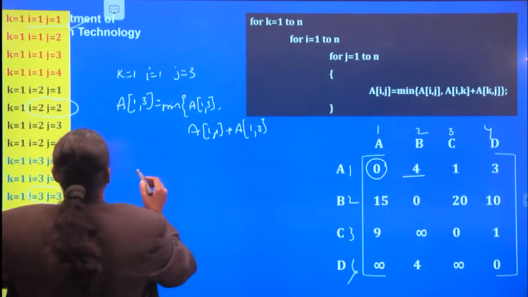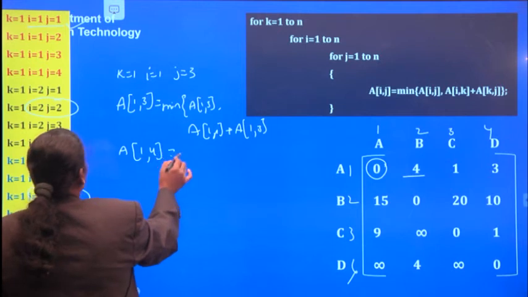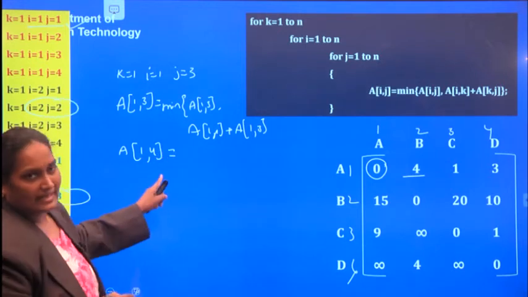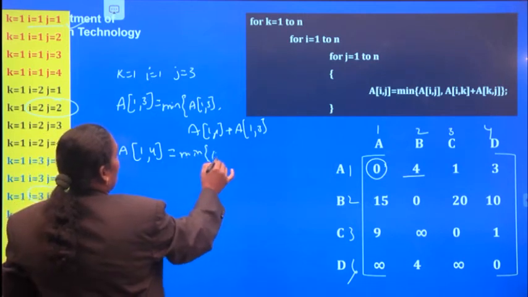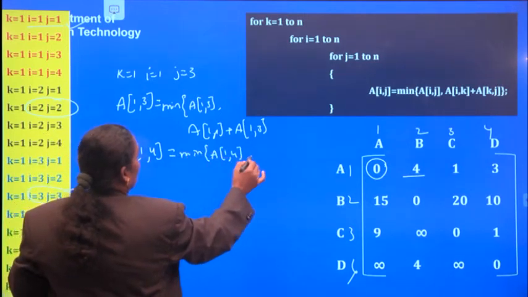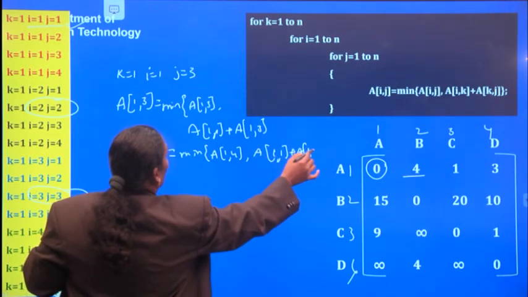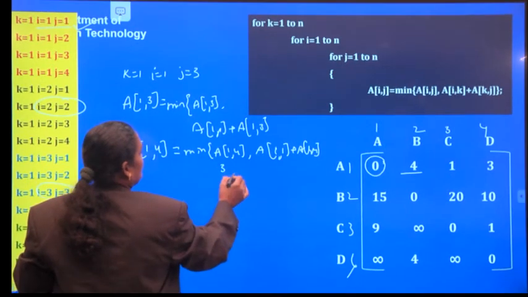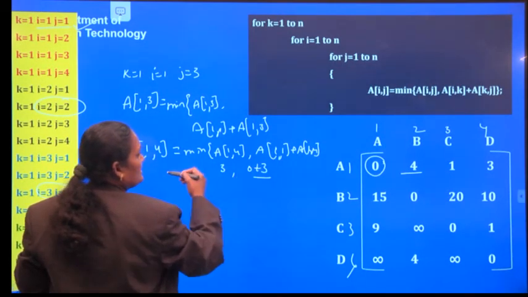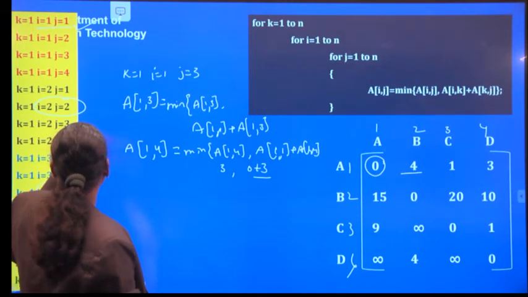Now next one. What is the next one? A14, cost of Ij, that is i is 1, j is 4, A14. In this case, minimum of A14 comma A11 plus A14. So here A14 is 3 comma 0 plus 3. So here the value cannot be updated. Now I am going to the next one.